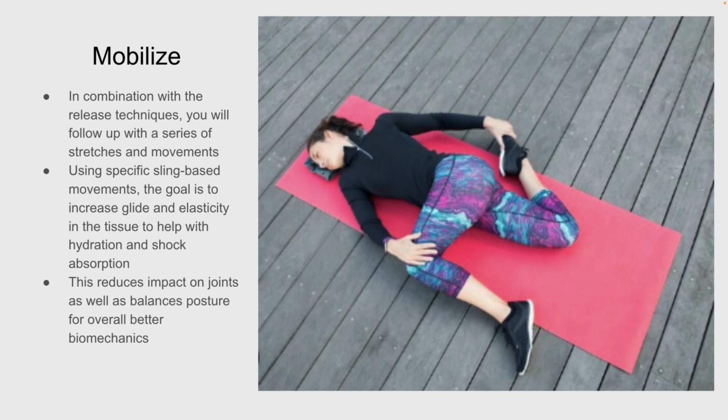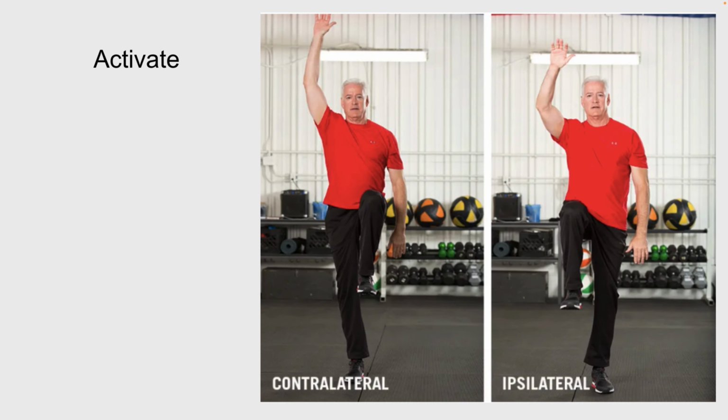For example, if you have a short lateral line on one side, we would want to stretch that side out and activate the opposing side to shorten it. So I want to stretch the short stuff, activate the long stuff, back to that whole upper-lower cross-layered syndrome idea in the Yanda method, reviewed in video 4.